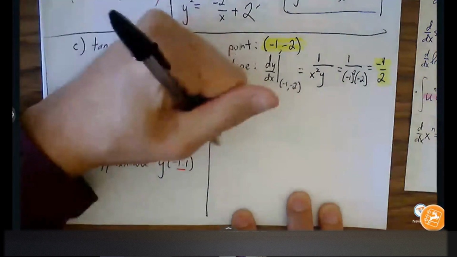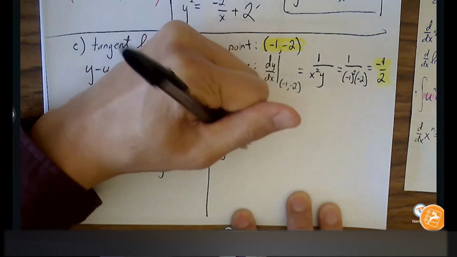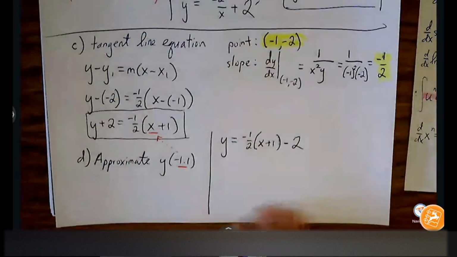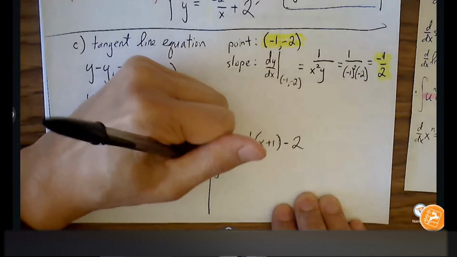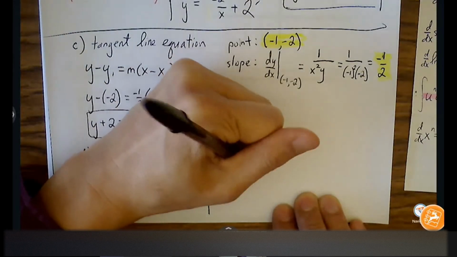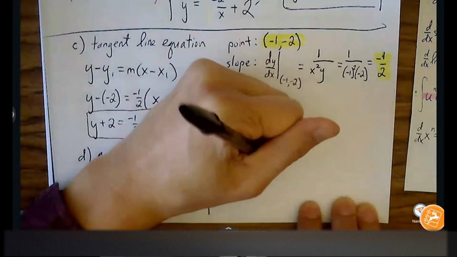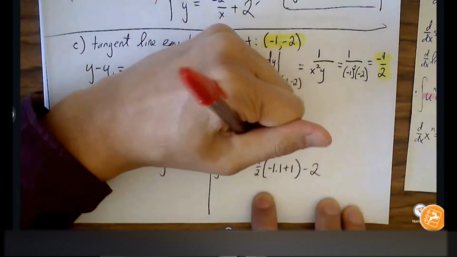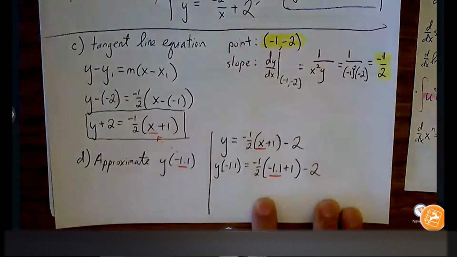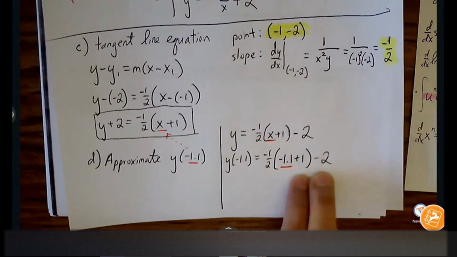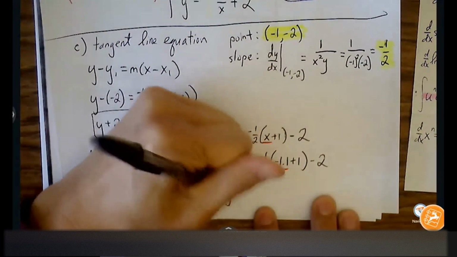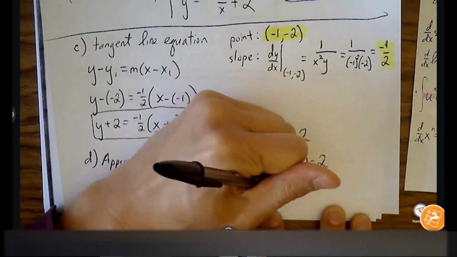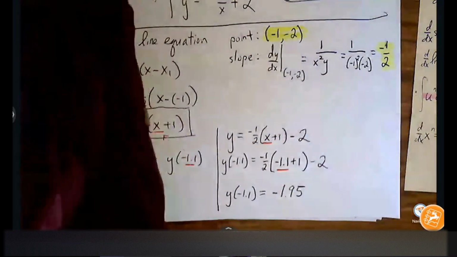So let me rewrite the equation first. y is equal to, get that y by itself. And now for y of -1.1, all I'm going to do is take that x and put -1.1 in place of it. Okay, so here's my tangent line equation, just making a small substitution, and that will allow me to get to a decimal number, and that's my approximation using the tangent line. Do you guys get -1.95? Check.